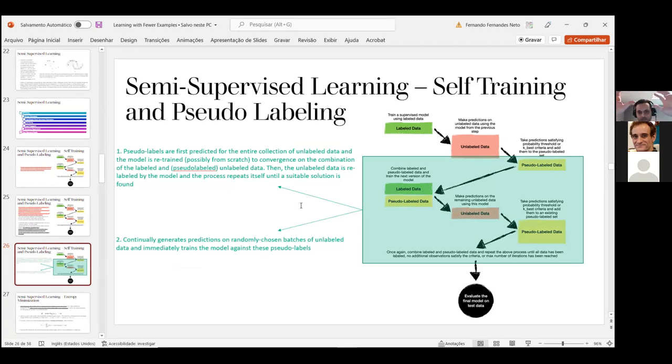Another complementary part of this subtopic within this chapter is that the author establishes two different strategies for self-training and pseudo labeling. In the first strategy, pseudo labels are first predicted for the entire collection of unlabeled data, and the model is retrained, possibly from scratch, to convergence on the combination of labeled and pseudo-labeled data. And then the unlabeled data is relabeled by the model, and the process repeats itself until a suitable solution is found. Or the second strategy, which continually generates predictions on randomly chosen batches of unlabeled data and immediately trains the model against these pseudo labels. Okay.